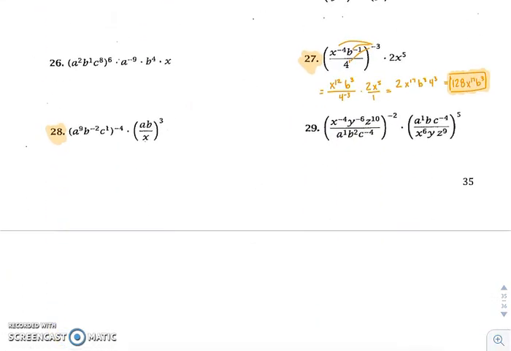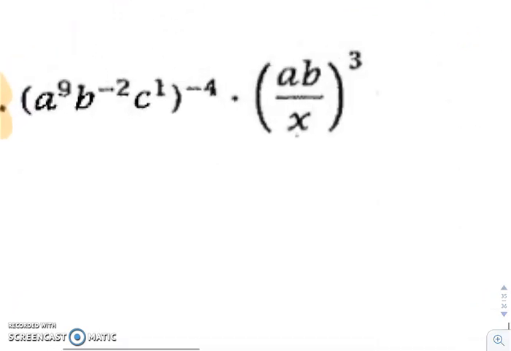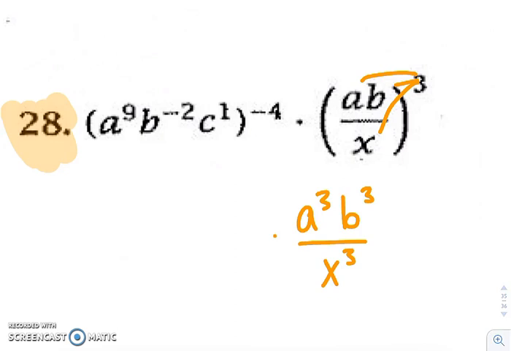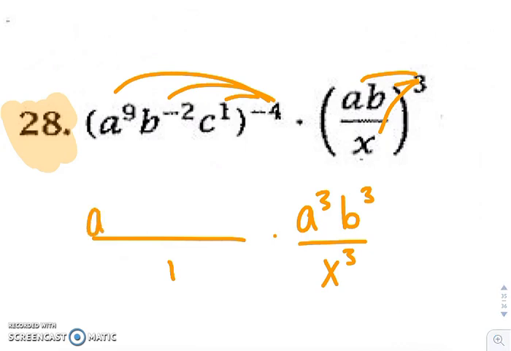And then let's do 28. Again, that cubed power on the outside goes to the a, the b, and the x. So this will become a cubed, b cubed over x cubed. If you want to keep that first one as a fraction, go ahead and put it over 1. The negative 4 is going to go in there to everything. So a to the negative 36, b to the positive 8, c to the negative 4.